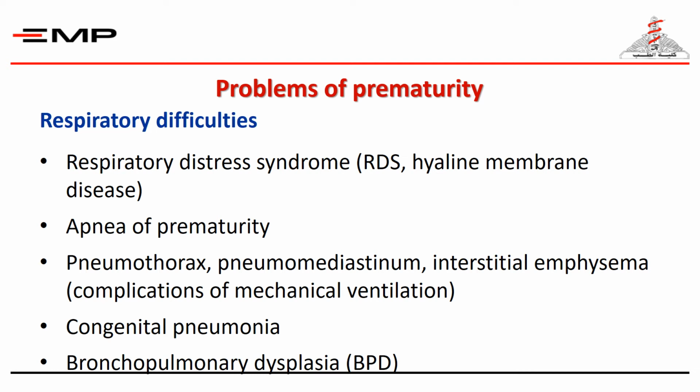Respiratory problems are the most important problems. Preterm babies can have respiratory distress syndrome or hyaline membrane disease. A preterm baby may develop apnea of prematurity.